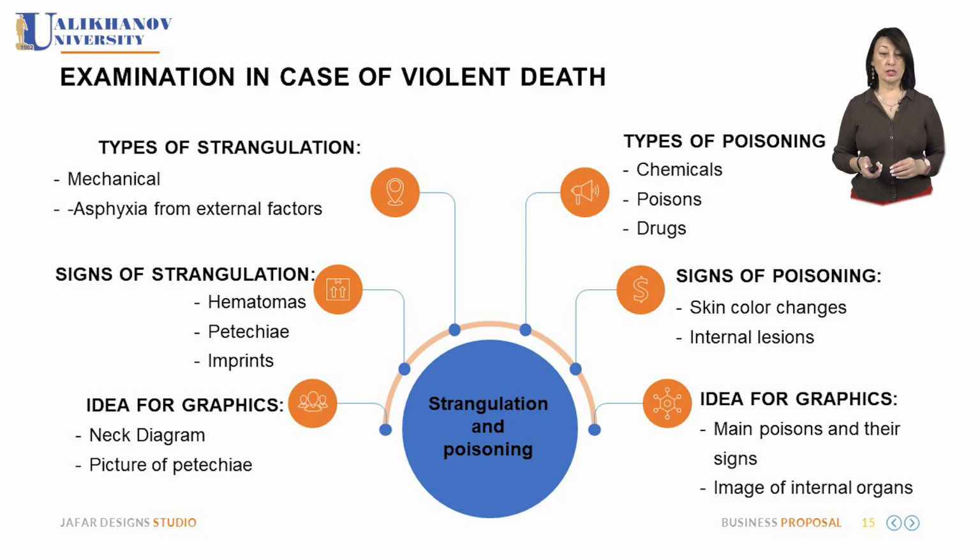Next, mechanisms of strangulation, poisoning and violent death. This includes mechanical strangulation and asphyxia from external factors, and types of poisons, chemical poisons and drugs.